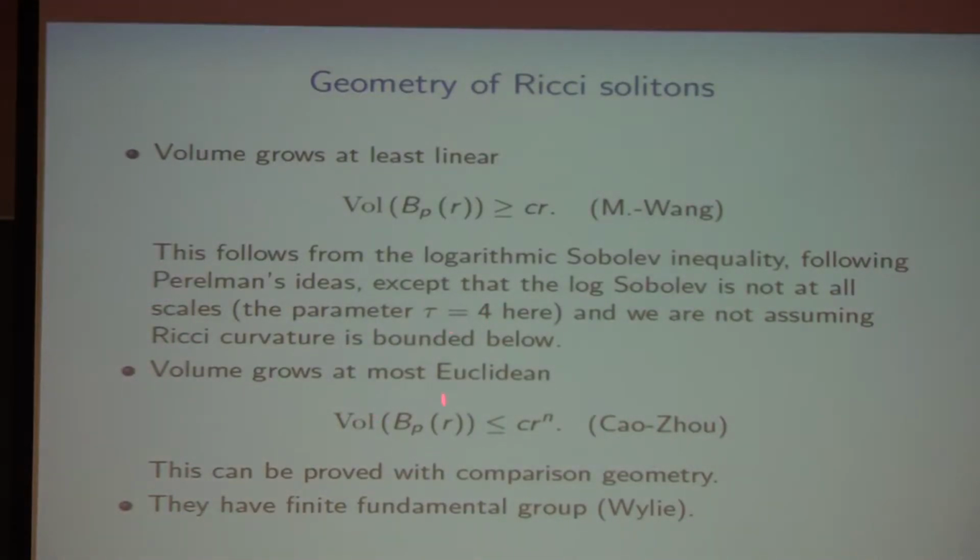Again, both are sharp. As you can see from examples, the cylinder or the Gaussian soliton, these two are sharp, and they have finite fundamental group. So these are some results about the geometry, and since I'm interested in asymptotic geometry, I mention only this. There are many others, but these are more related to the asymptotic geometry of Ricci solitons.